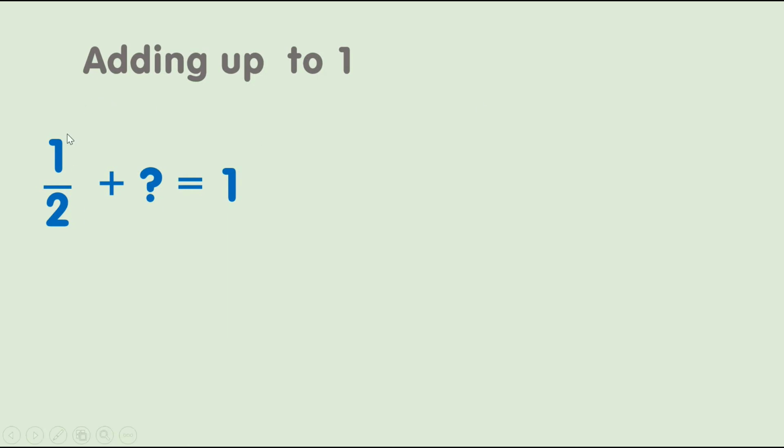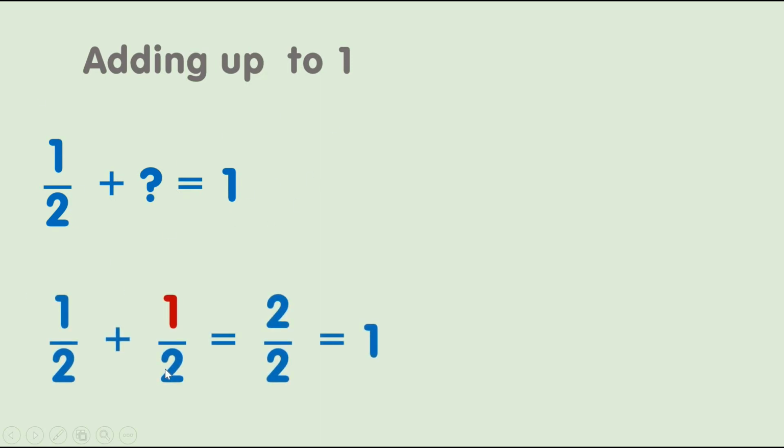We have 1/2 or 1 out of 2. We should add a number to 1 out of 2 that equals 1. Now we must know the denominator does not change at all. We do not change the denominator. So we put the fraction with the same denominator. We need to have the same number for both denominator and numerator.